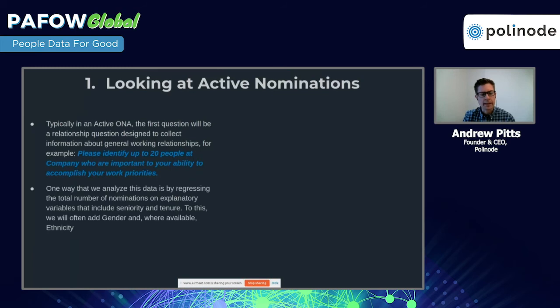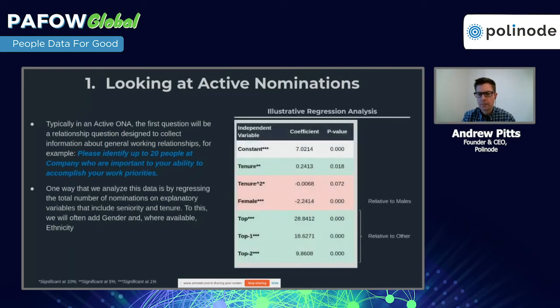But one way that we look at that data is we also like to use regression. So we regress the total number of nominations on some explanatory variables, which usually include seniority and tenure. And we'll often include gender and, where available, ethnicity in that. So here I've just included some illustrative regression results to give you a sense for this type of analysis. And you can see there's a positive relationship with tenure. You can see there's a positive relationship with seniority. So somebody at the highest level of the organization compared to somebody at the lowest level, we expect them to receive roughly 29 more nominations on average.